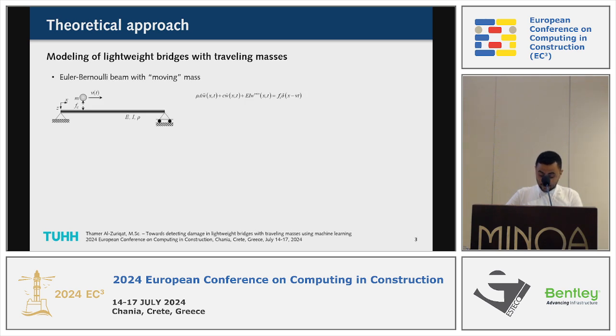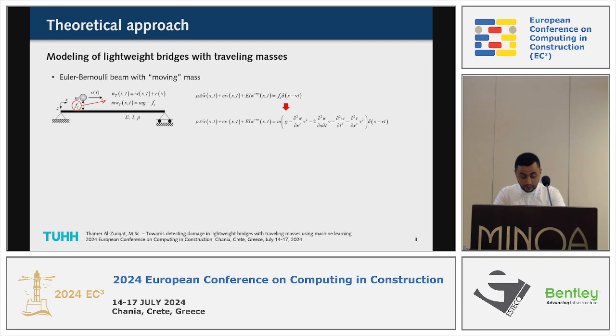And this Euler-Bernoulli beam, or the equation of the beam, considers inertia forces of the vibrating beam as well as the traveling mass. And what differentiates the traveling mass problem from the regular problem is something called the contact force. And we can estimate this contact force by considering equilibrium at the contact point between the moving mass as well as the bridge.